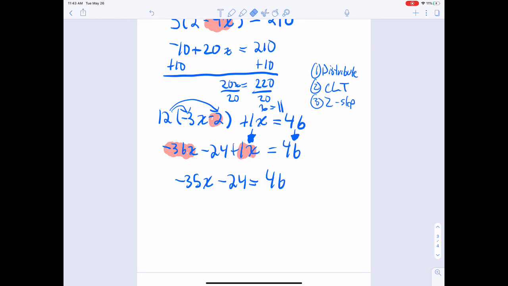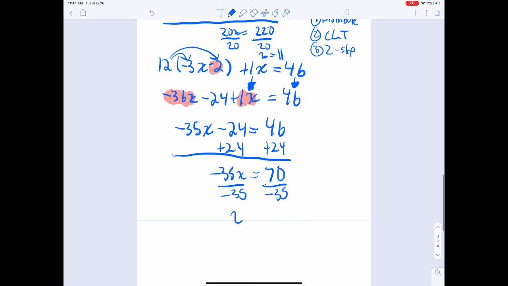Then we're at a two-step equation, so we want to get rid of the negative 24, so we'll add 24 to both sides. That'll give you 70 equals negative 35x. Divide by negative 35, and you'll get x equals negative 2.